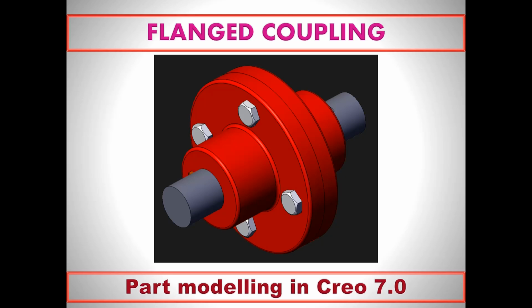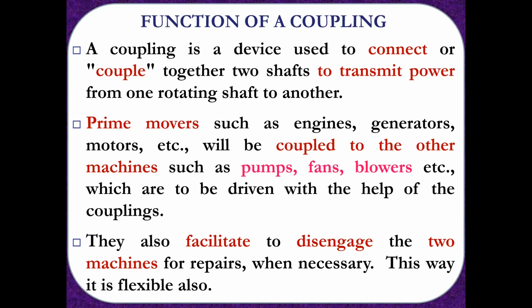Hello friends, in this video we are going to see the part modeling of a flanged coupling using Creo 7.0 software. First, let's see the different functions of a coupling. Coupling is used to connect or couple two shafts for power transmission. Normally, a coupling is used to transmit power from a prime mover to other machines. Couplings also facilitate to disengage two machines for repair work whenever necessary.